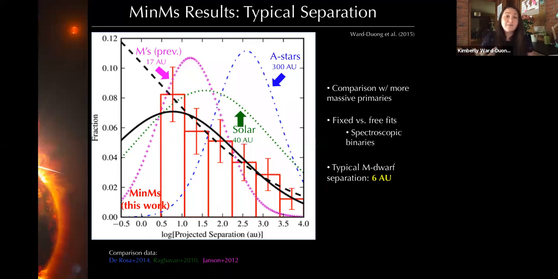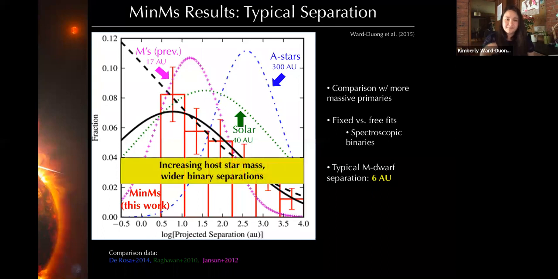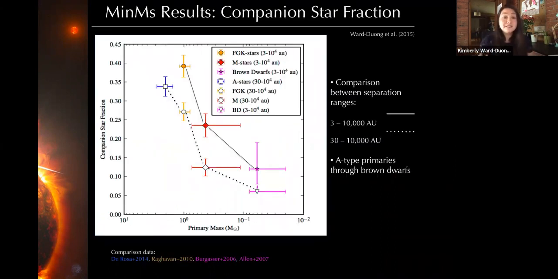And that has really important implications for what you think might be happening for planetary systems. We know Jupiter is at 5 AU, we're at 1. Having a binary companion at that distance is probably going to have some dramatic impact on what's happening to your planetary system. So the takeaway idea here is that as you go to higher and higher mass host stars, the binaries become wider and wider. We can also just look at the frequency.